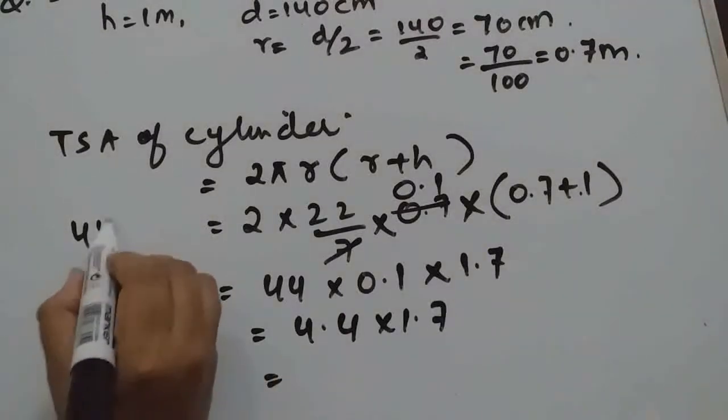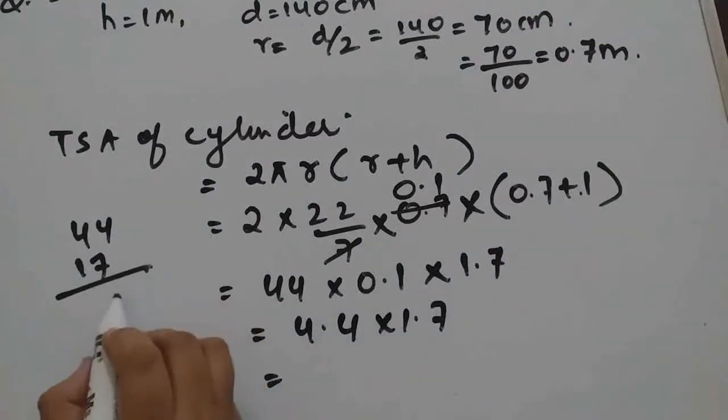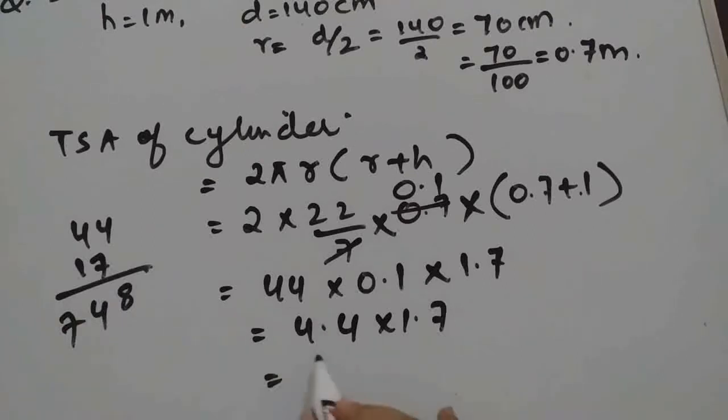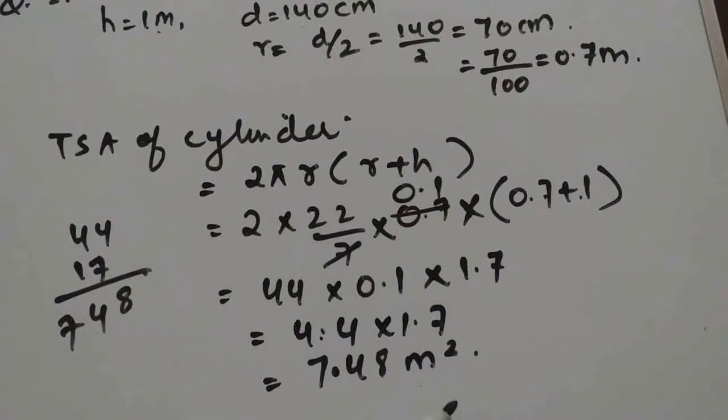So when you multiply this, you will get 748. Now how many digits of decimals are there? 2 digits, so we put the decimal point after 2 digits. The answer will be in square meters, because all the units are in meters. So this much area of metal sheet is required.